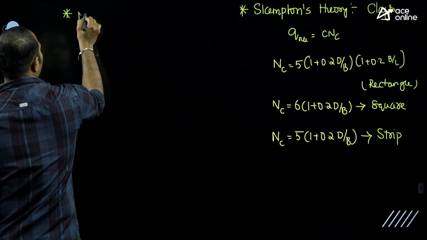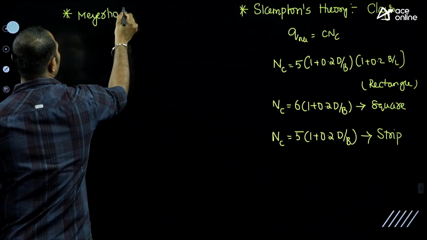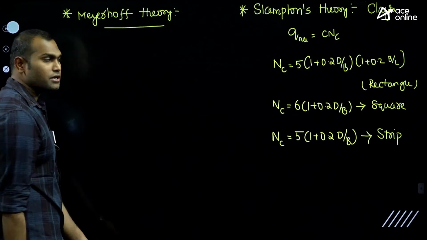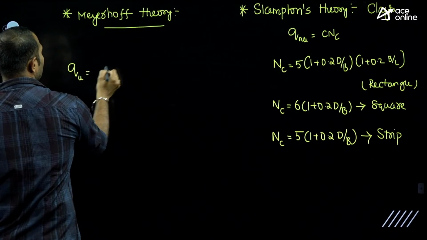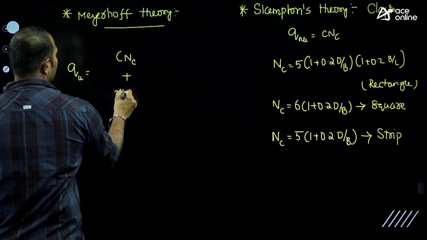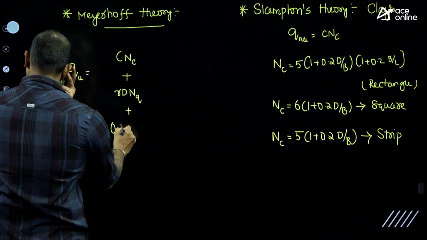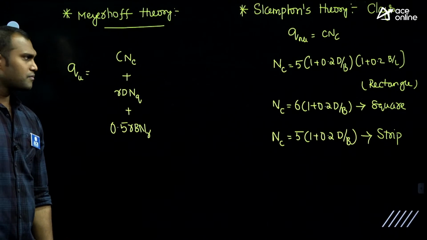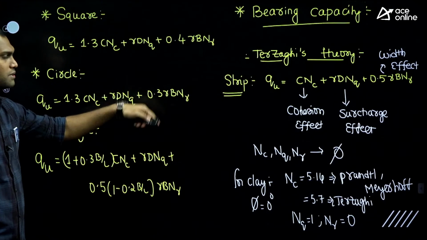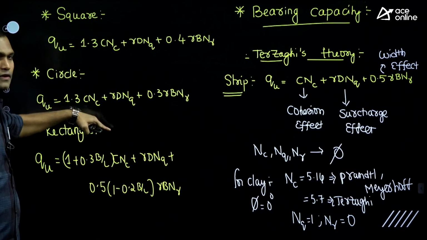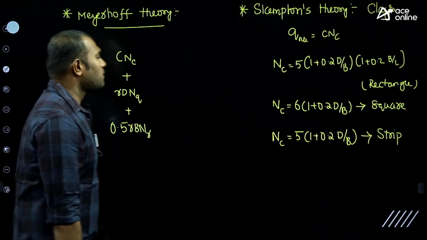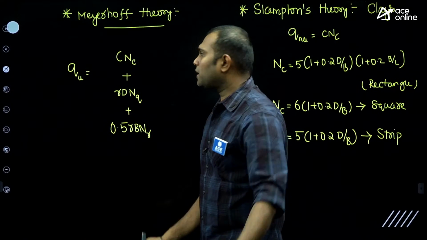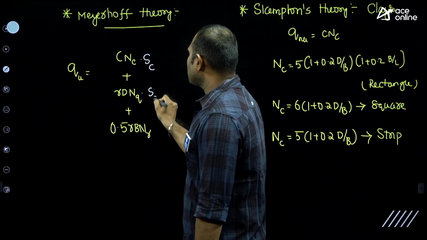And in the case of the Meyerhof theory, this is valid for both shallow and deep foundations. In the case of the Meyerhof theory, the ultimate bearing capacity is cohesion effect plus surcharge effect plus width effect. These are all just like Terzaghi's theory. But Terzaghi gave this one only for the strip, and for the remaining shapes we have to consider different equations. Whereas Meyerhof did one thing: instead of going for different equations, he gave some factors to consider the shape. That is known as Sc, Sq, S gamma.